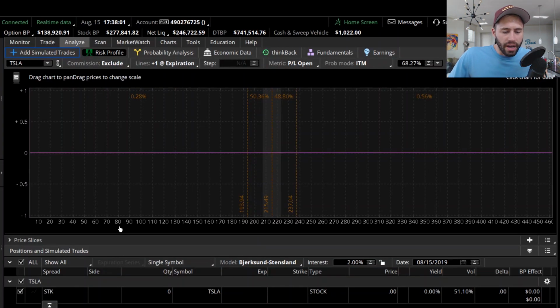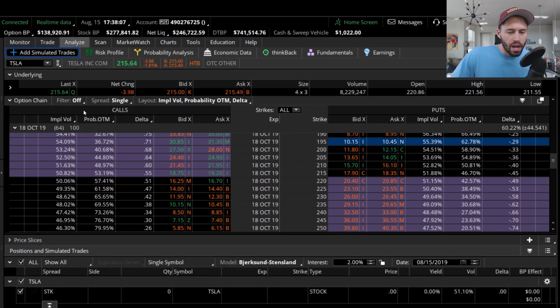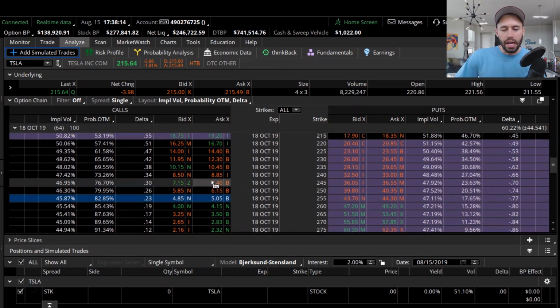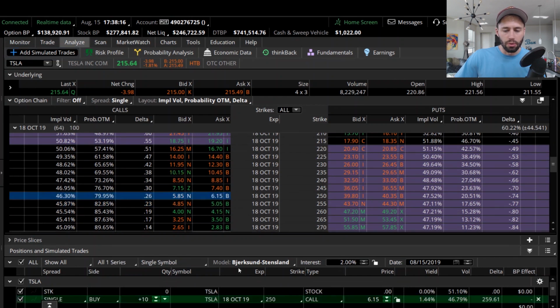Okay, now let's move on to our handy dandy little toss right here. And I want to show you guys exactly how these profiles play out. So let's add a simulated trade. And remember, when you are long gamma, you are buying an option. As long as you buy an option, I can go on here and buy any option on Tesla and I will be long gamma. So boom, let's buy that one.